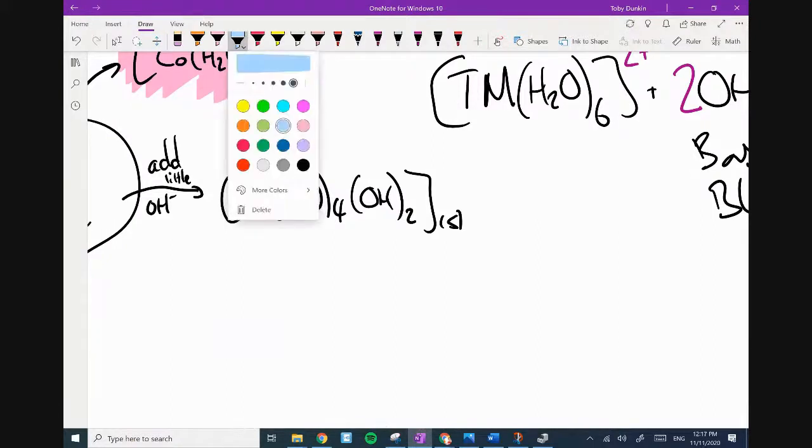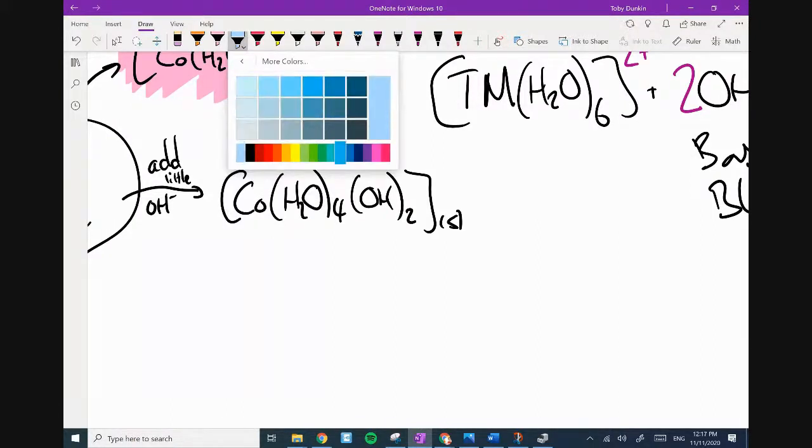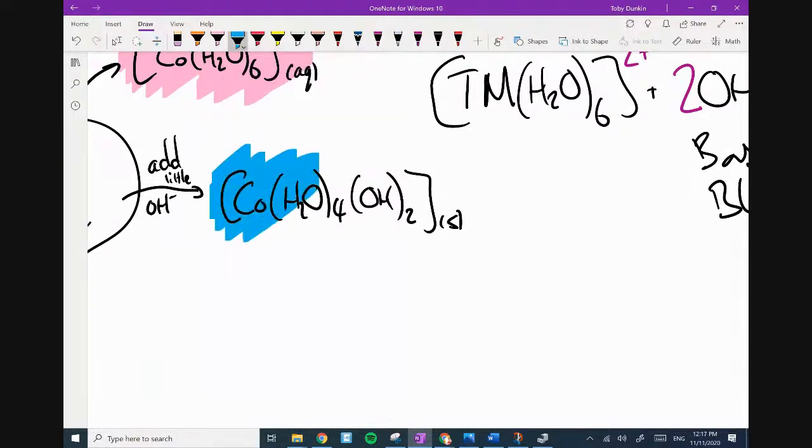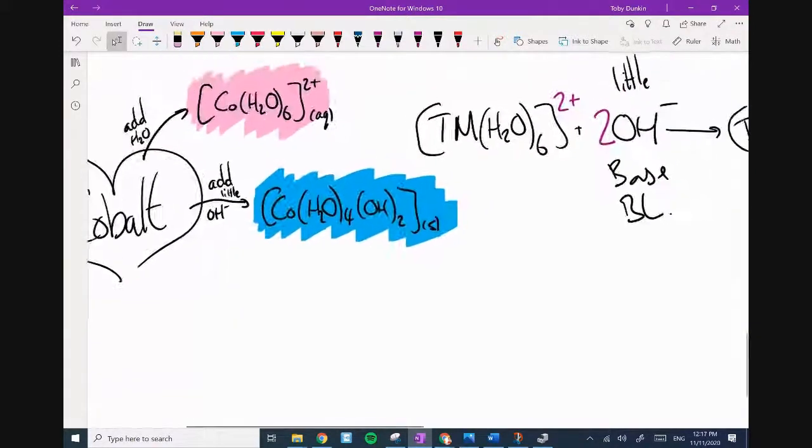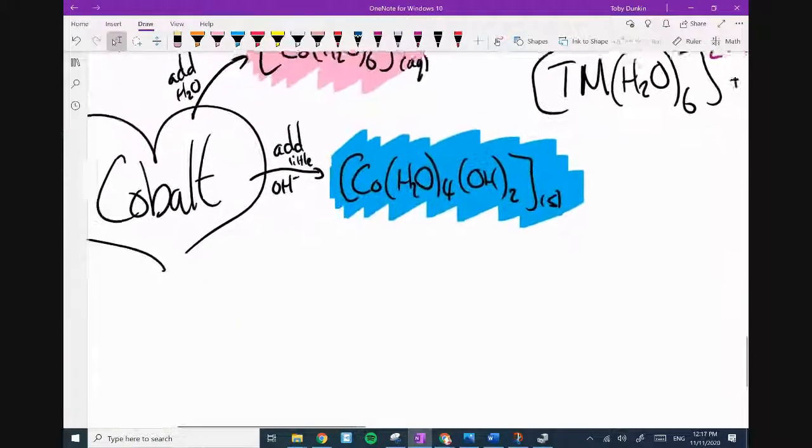Yeah, I'm trying to think of the kind of blue it is. It's kind of that kind of a blue. It's a bit paler than that, I think. So pink, blue. Now the next thing.